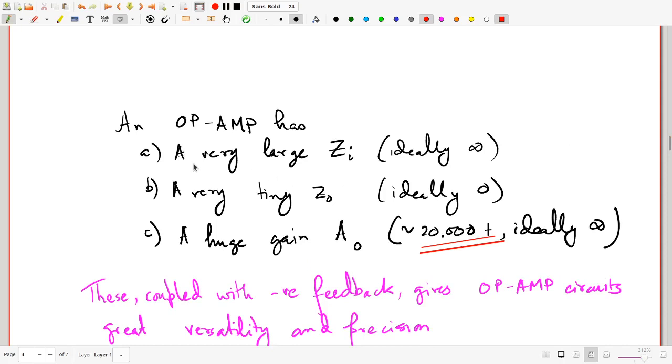But these facts, that there is a large Zi, a very tiny ZO and a huge gain, coupled with negative feedback, which we had discussed in the last discussion class, this is what gives op-amp circuits great versatility and precision. And I will try to convince you in this lecture and the next few that because of these properties, it's really a pleasure to design circuits with op-amps.